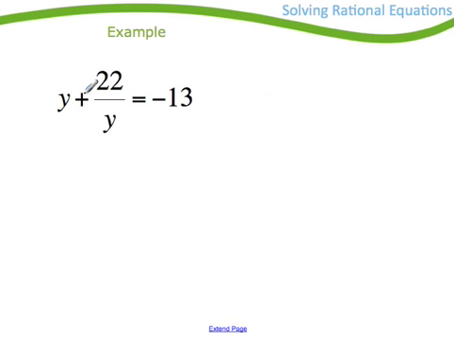Okay, here's one where I have a y in the bottom. I see it's a rational equation. I curse a little bit, and then I remember the I hate fractions rule.